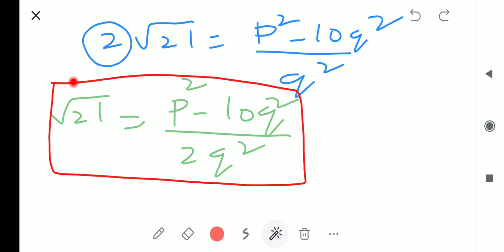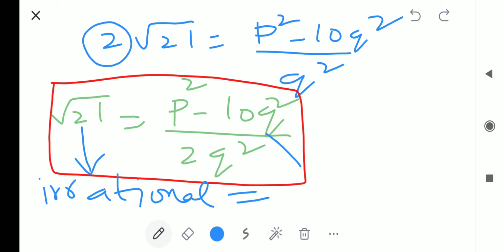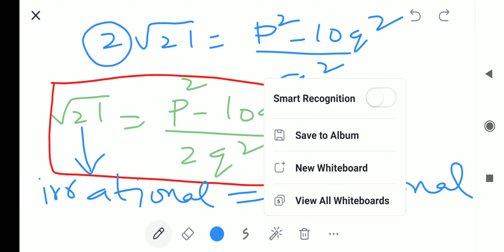Here p is integer and q is integer, so p square is integer, q square is integer, so p square minus 10q square is integer and 2q square is integer. Integer by integer is rational. So what I got, root 21 is irrational, this is irrational, is equal to this is rational. I got rational is equal to irrational, therefore it is impossible actually in mathematics.